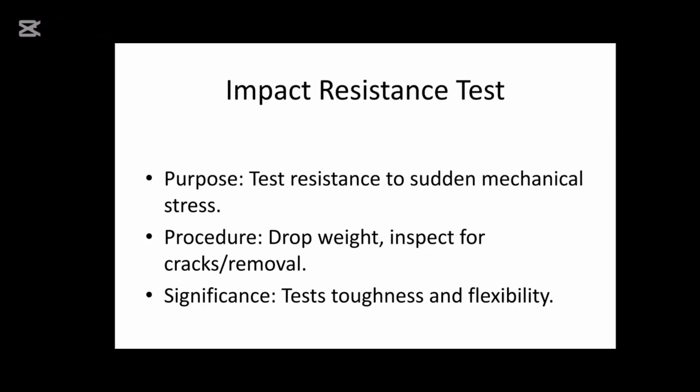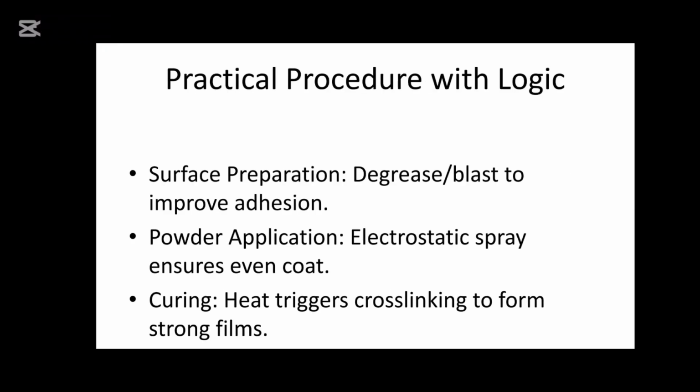Here is the practical procedure with logic. Surface preparation: degrease, blast to improve adhesion. Powder application: electrostatic spray ensures an even coat. Curing: heat triggers cross-linking to form a strong film. So testing of powder coatings ensures that the finish is durable, good looking, and can handle environmental challenges. These tests are important in industries like automotive, appliances, and furniture manufacturing to maintain high quality.